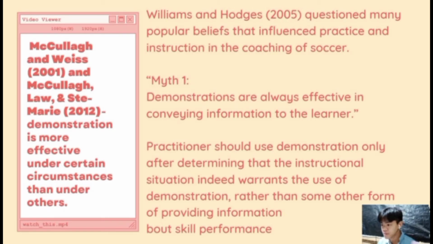So, the first myth is demonstrations are always effective in conveying information to the learner. So, according to them, this belief is in question. Why? Because according to them, it's not always effective. Demonstrations are not always effective in conveying information to the learner.